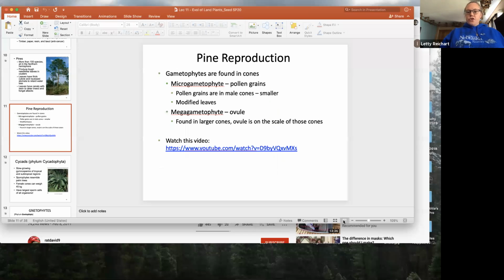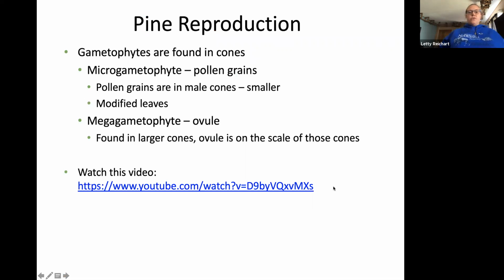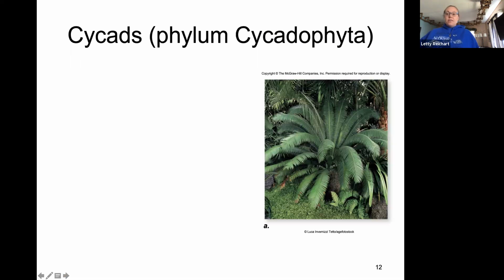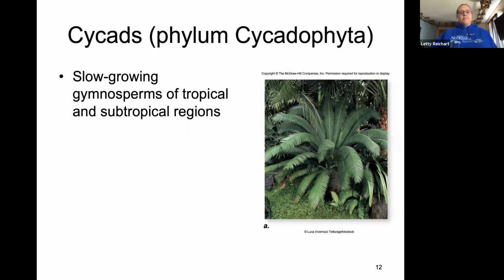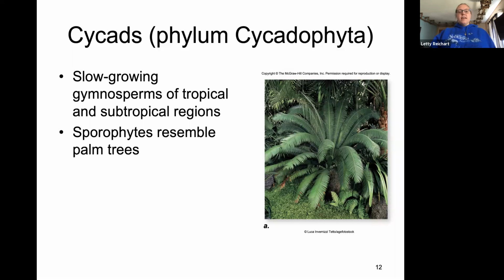Now, another major group of gymnosperms, in addition to the pines, are the cycads, and these are more of a tropical species. Probably the only cycad species in the continental United States are found mostly in Florida, and that's the Floridian cycad. But these guys are typically slow growing. The really interesting thing is that they do look like palm trees, but their leaf-like structures are much stiffer and have a thicker waxy coating on them.